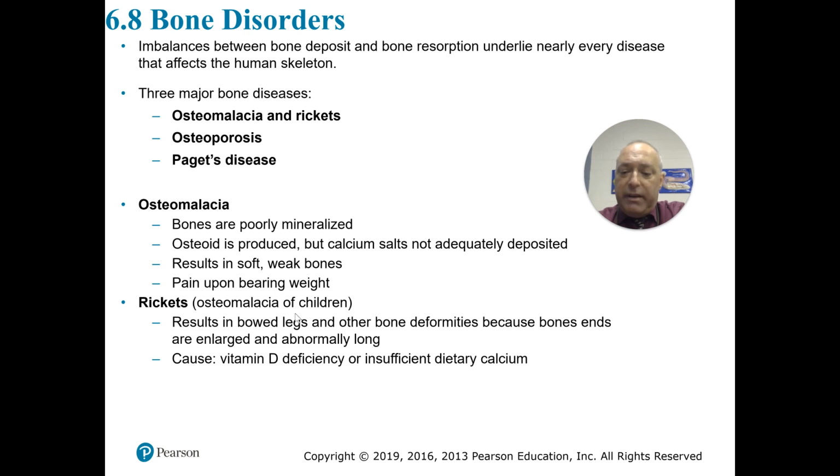Rickets is osteomalacia in children, and it results in bowing of the legs and other bone deformations because the bone ends are enlarged and abnormally long. The cause of rickets is vitamin D deficiency or an insufficiency of dietary calcium.